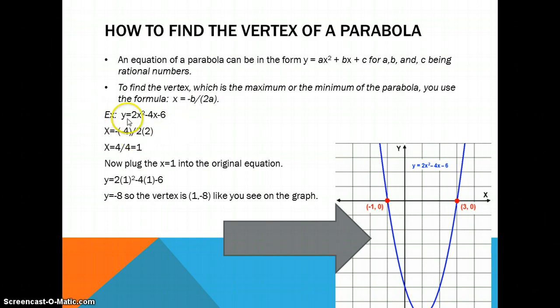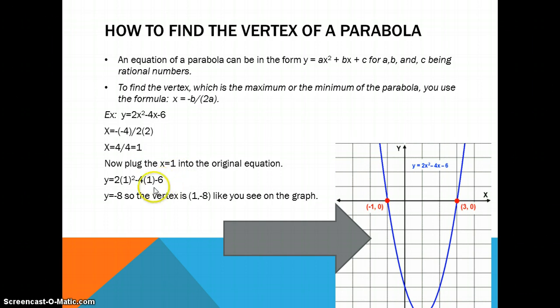So I gave an example. If we have y equals 2x squared minus 4x minus 6, we need to find the vertex. So we use x equals negative b over 2a. So our b is negative 4, like right there. So that went down here. So there's a negative still out in front, and our b was negative 4. Now our a is 2. So that came down here to be 2 times a, which is 2. So x would then become 4 divided by 4, which is 1. So our vertex is at x equals 1.